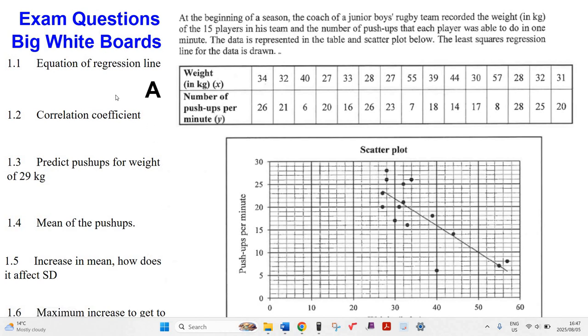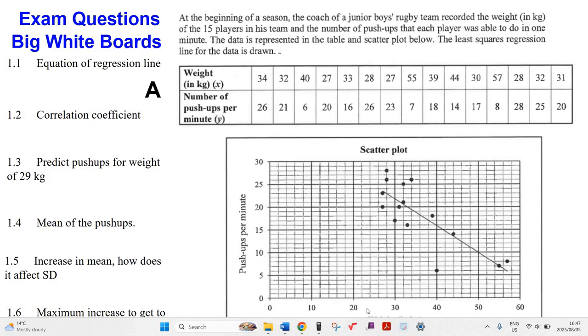Okay, let's try this regression line statistics question. There's a rugby team here, and there's the weights of 15 players, and these are the number of push-ups they can do in a minute down here. Each person's weight is matched with how many push-ups they can do in a minute, and they graphed all these points. They make these points here, and what we're looking for is the line that best goes through them.